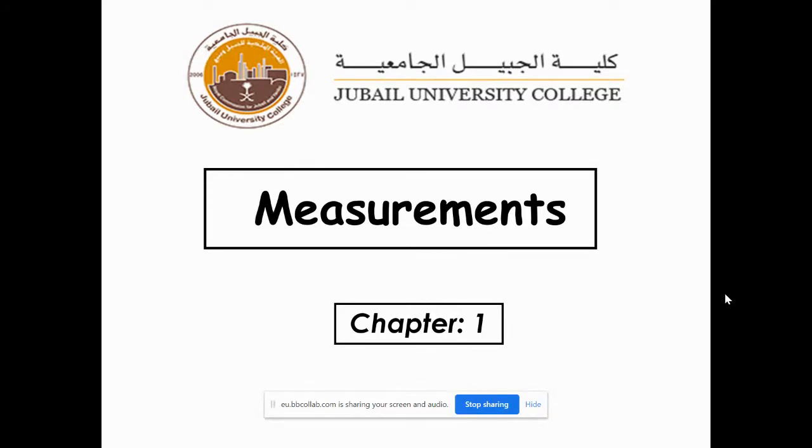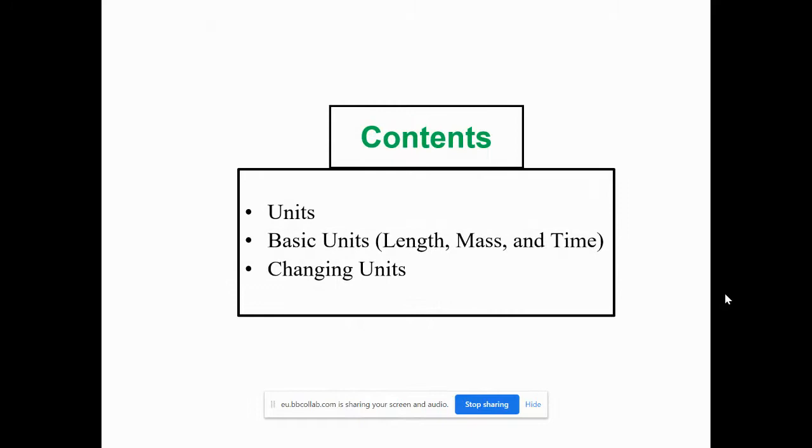The topic of today's lecture is measurements. The content today is based on units. We are going to discuss the basic units, which are the unit for length, unit for mass, and unit for time. What is the unit for length? The meter, centimeter. The unit for length is meter or centimeter or feet. The unit for mass is kilogram, gram, or pound. The unit for time is only second.